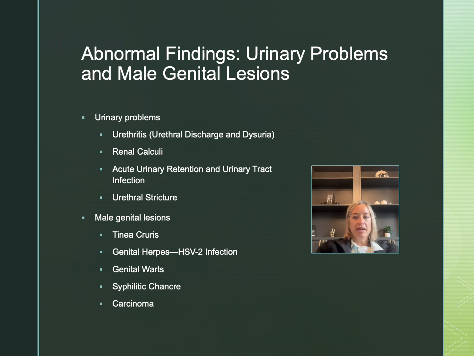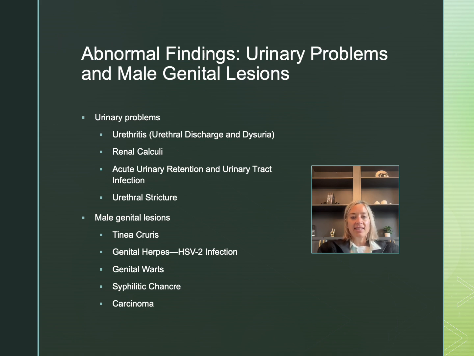Let's dive into some abnormal findings related to urinary issues and male genital lesions. Understanding these can guide us in identifying and addressing specific patient complaints and potential underlying conditions. Urethritis refers to inflammation of the urethra, often presenting as urethral discharge and dysuria, or painful urination. It's commonly caused by infections and requires prompt diagnosis and treatment. Renal calculi, also known as kidney stones, can cause severe pain, often described as flank pain that radiates toward the groin, as well as hematuria, which is blood in the urine.